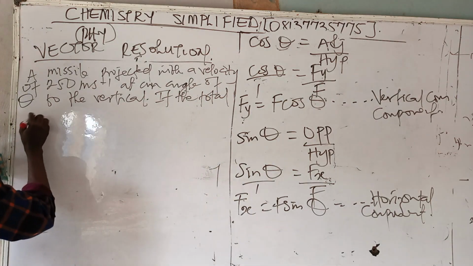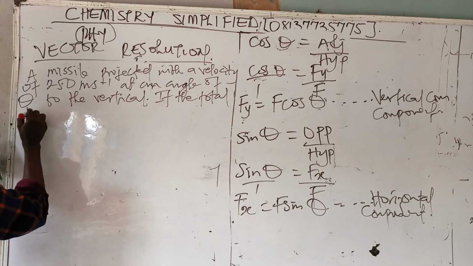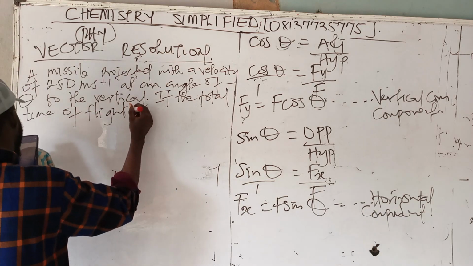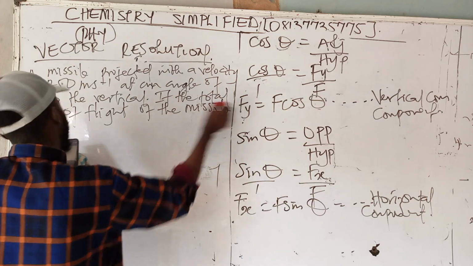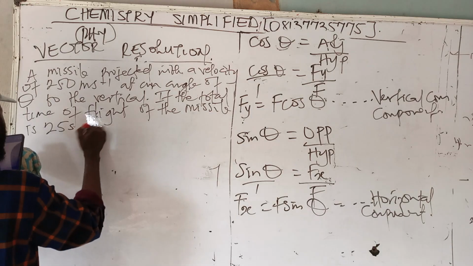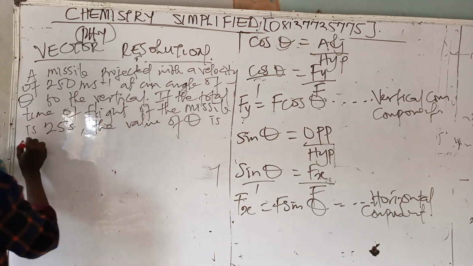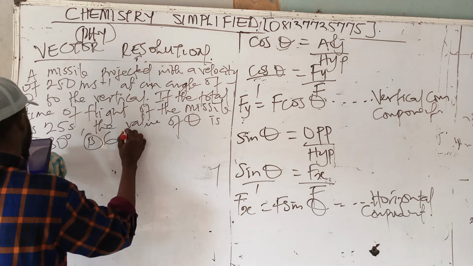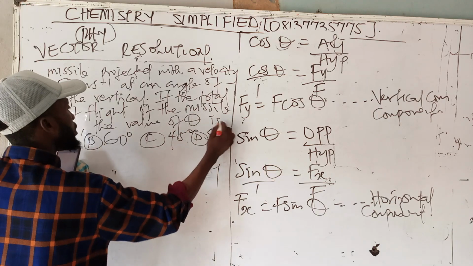If the total time of flight of the missile is 25 seconds, the value of theta is dash. So we have A to the 30 degree, B to the 60 degree, C to the 45 degree, and D to the 50 degree.